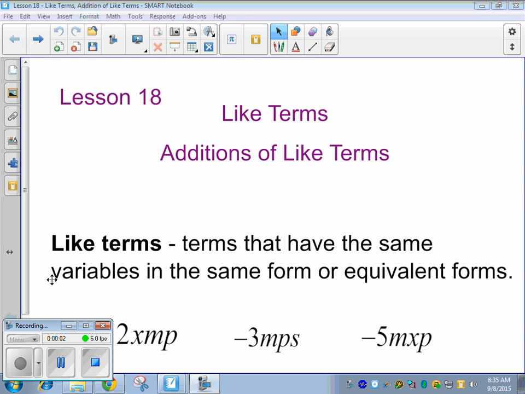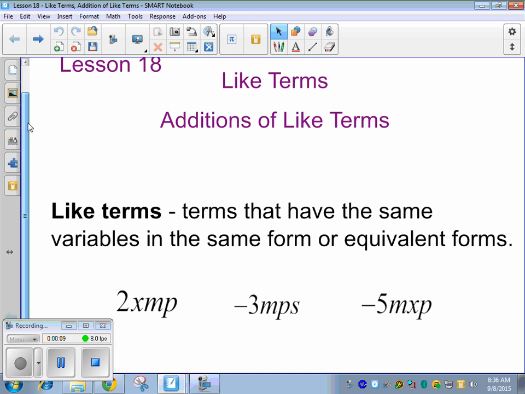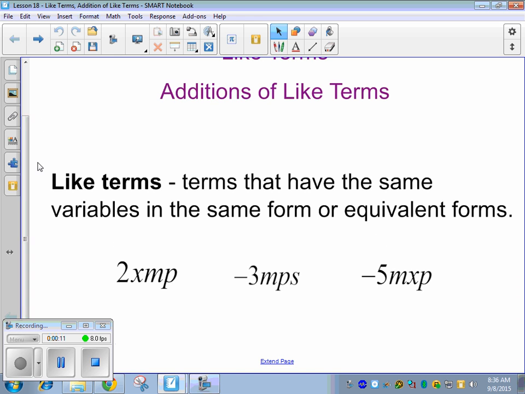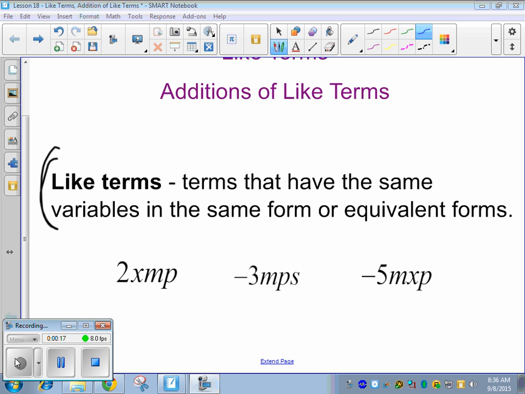We are doing like terms and adding like terms. We're going to go ahead and just start with the definition of like terms. Like terms are terms that have the same variables in the same form or equivalent forms. So for now, we want to just find the ones that have the same letters.